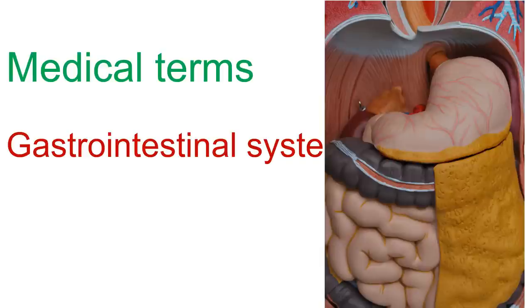And today we're thinking about the gastrointestinal system. Now, when I say gastrointestinal, I mean all of the digestive system from the mouth all the way through to the anus. But technically, gastro means stomach and intestinal means relating to the intestines. But gastrointestinal to me means the GI system, which is absolutely everything from the mouth to the anus.